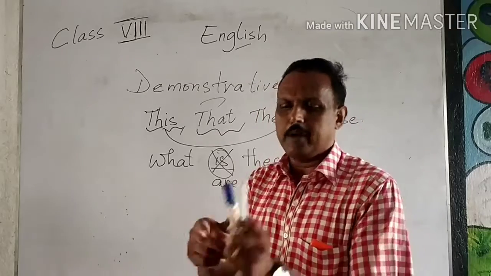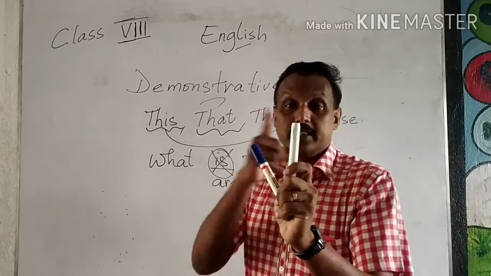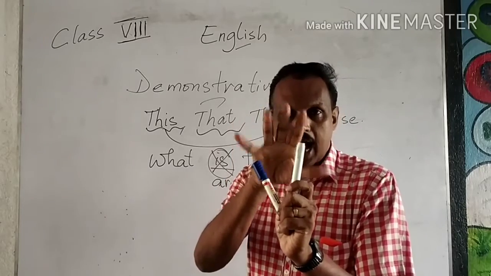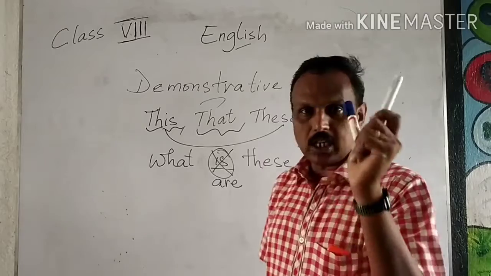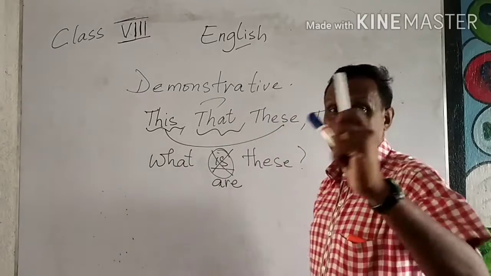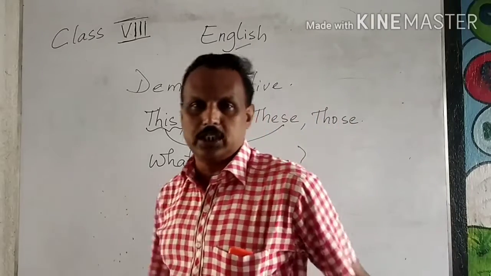Since it is singular, we say, what is this? This is a pen. Now I have two pens in my hand. So what do you say? These, plural, these means. How do you say? These are pens. These are marker pens. These are softwood pens.